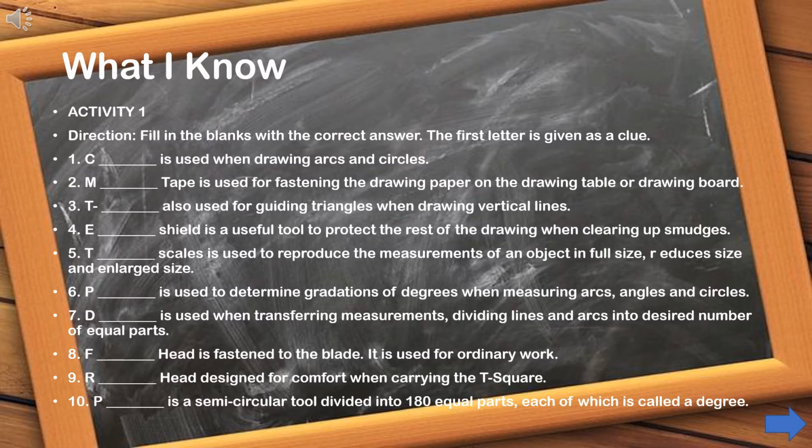8. F blank head is fastened to the blade. It is used for ordinary work. 9. R blank head designed for comfort when carrying the T-square. 10. P blank is a semicircular tool divided into 180 equal parts, each of which is called a degree. You can pause for a while for you to answer this part.